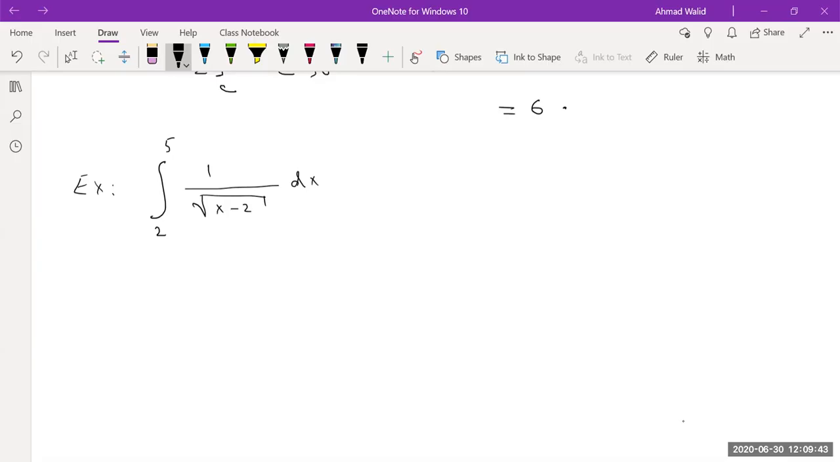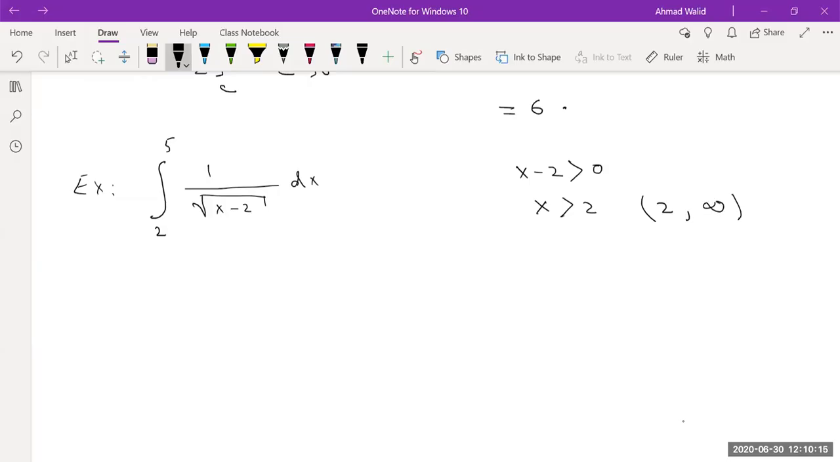It means you take what is under the radical, which is x minus 2, and it should be greater than 0, correct? Because your denominator cannot be 0. Then solve this inequality. You move 2 to the other side. That means x greater than 2. Then what is the domain? The domain starts from 2 to infinity.